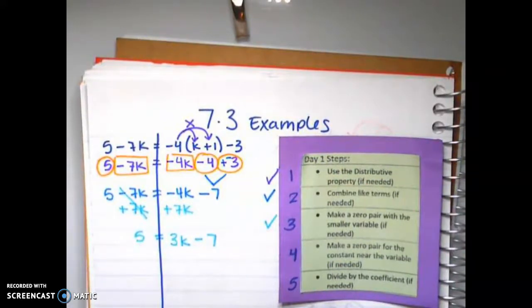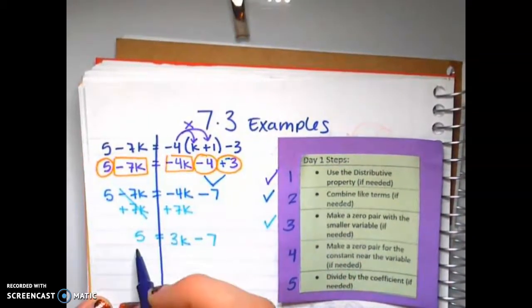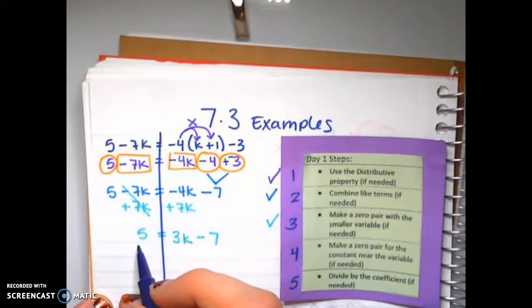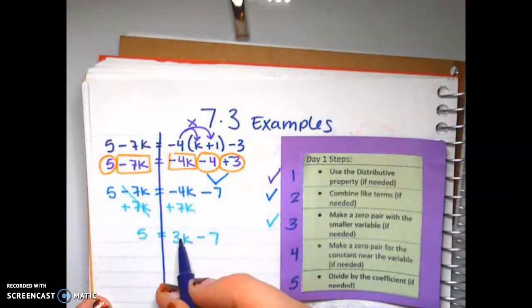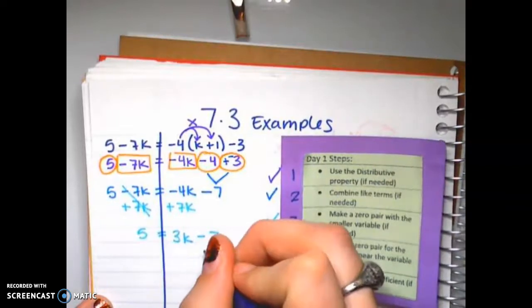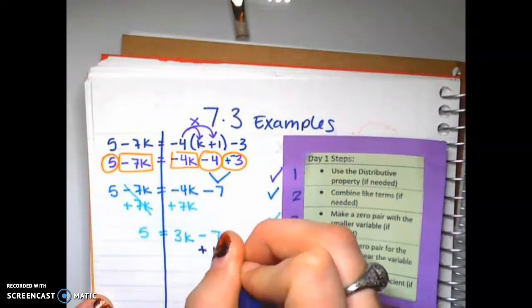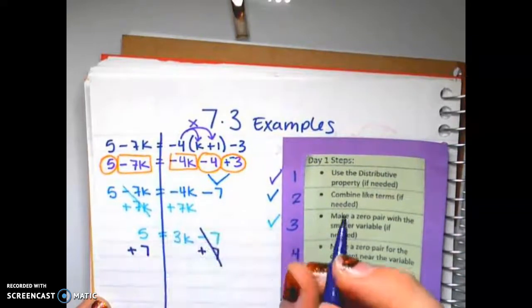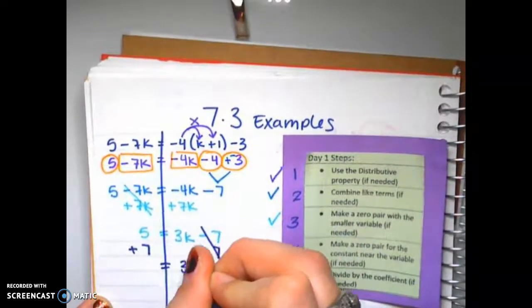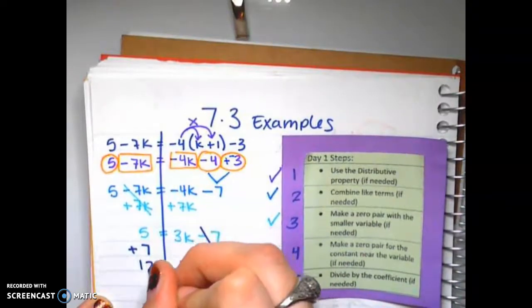Alright, next. I need to make a 0 pair for the constant near the variable. Again, the constant is a number that does not have a variable on it, so the constant near the variable is negative 7, because that's the only one that's on the same side as the variable. So to make a 0 pair, I do the opposite. So I'm going to be adding the same number, 7. Those cancel out. I'm going to rewrite my problem. I got 3k, 7 plus 5 gets me 12.